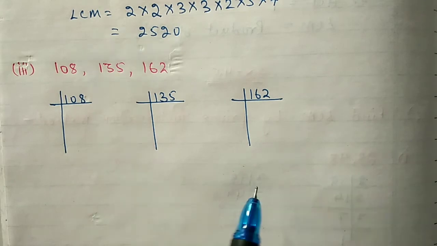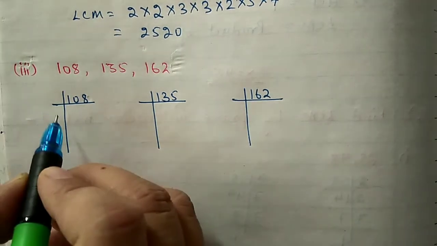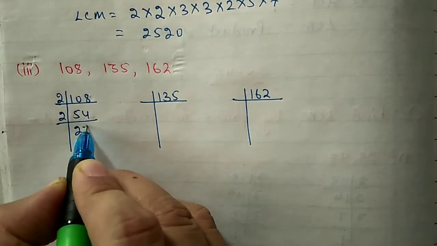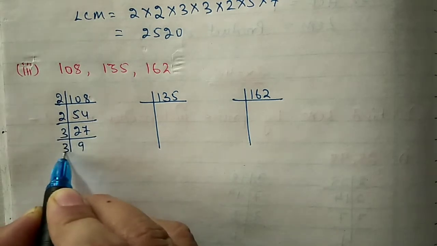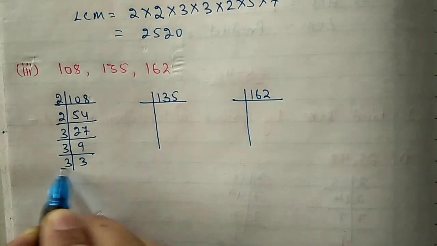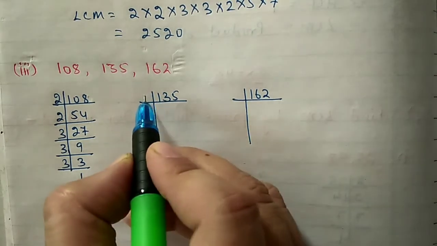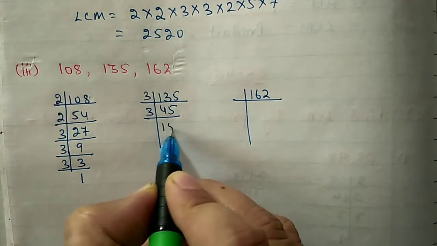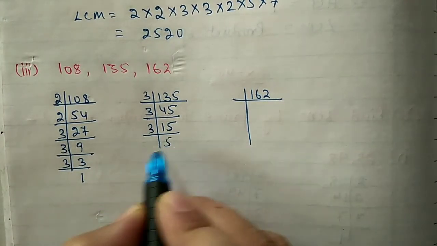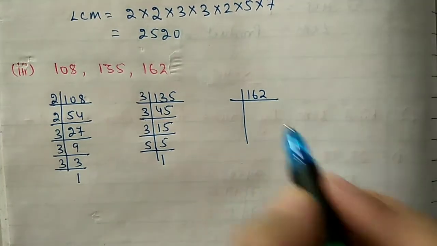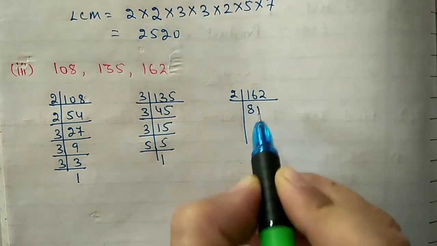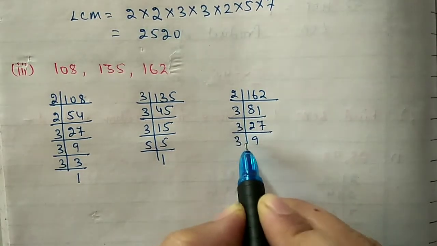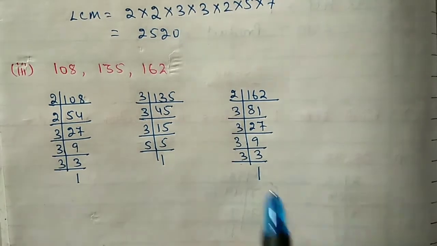Next, third part, 108, 135 and 162. So first 108, it will go by 2. 2 54s are 108, 2 27s are 54, and 3 9s are 27, 3 3s are 9 and 3 1s are 3. Then 135, it will go with 3. 3 45s are 135, 3 15s are 45, 3 5s are 15 and 5 1s are 5. 162, it will go with 2. 2 81s are 162, then 3 27 times, 3 9 times, 3 3 times and 3 1 time.